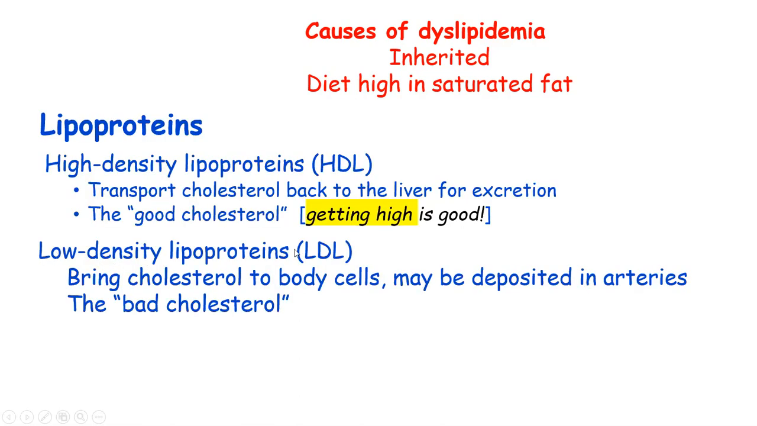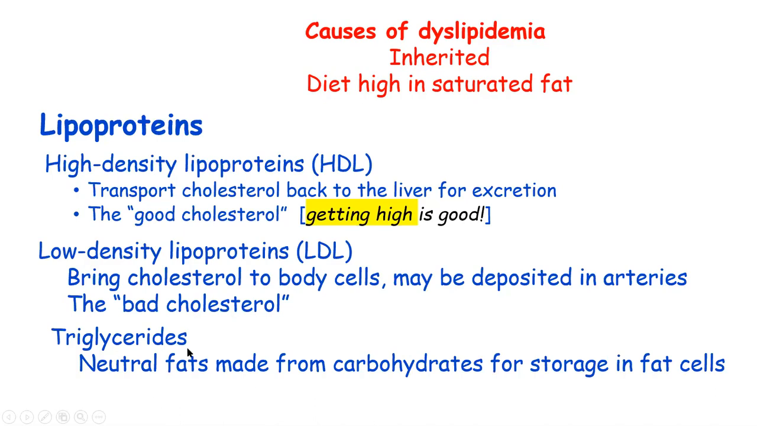Low density lipoproteins bring cholesterol to the body's cells. This is the cholesterol that gets deposited in arteries that leads to arteriosclerosis. It's the bad cholesterol. Then triglycerides. They're fats, neutral fats that are made from carbohydrates. So carbohydrates are sugars or pastry or breads, and they're converted into fat to be stored in fat cells.